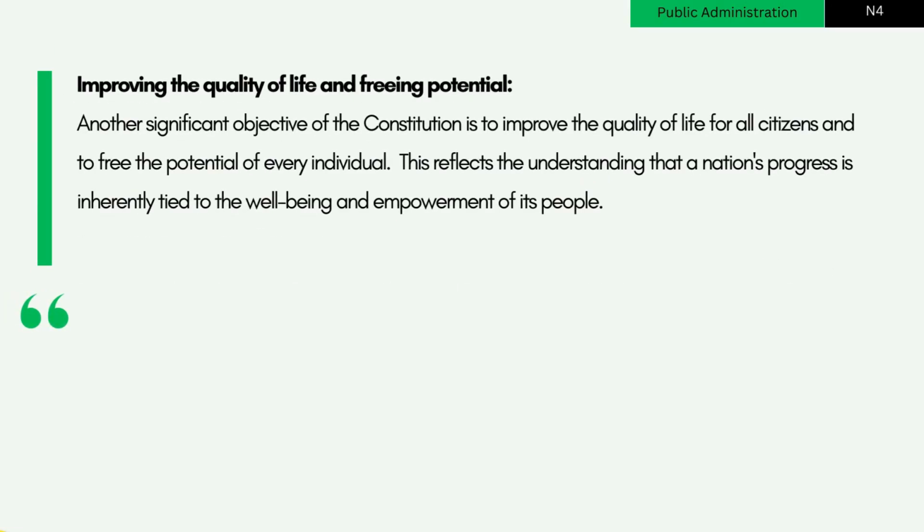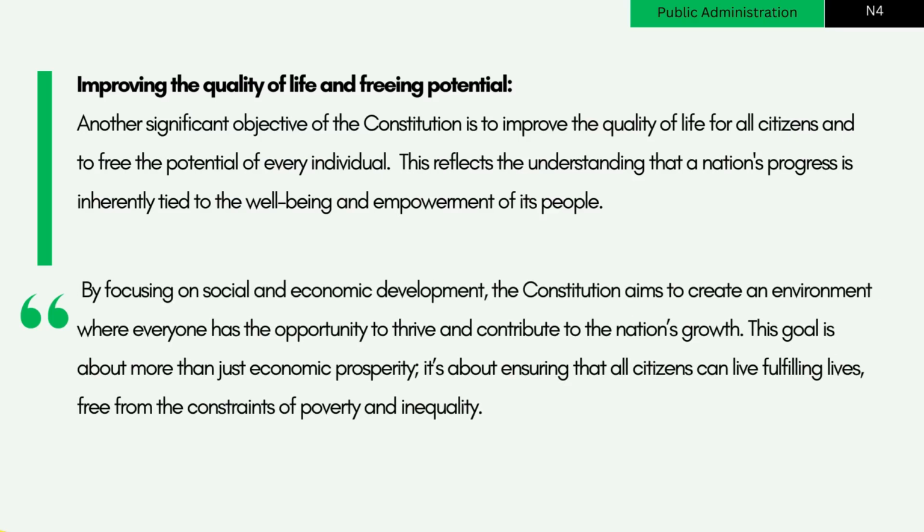3. Improving the quality of life and freeing potential. Another significant objective of the Constitution is to improve the quality of life for all citizens and to free the potential of every individual. This reflects the understanding that a nation's progress is inherently tied to the well-being and empowerment of its people. By focusing on social and economic development, the Constitution aims to create an environment where everyone has the opportunity to thrive and contribute to the nation's growth. This goal is about more than just economic prosperity. It's about ensuring that all citizens can live fulfilling lives, free from the constraints of poverty and inequality.